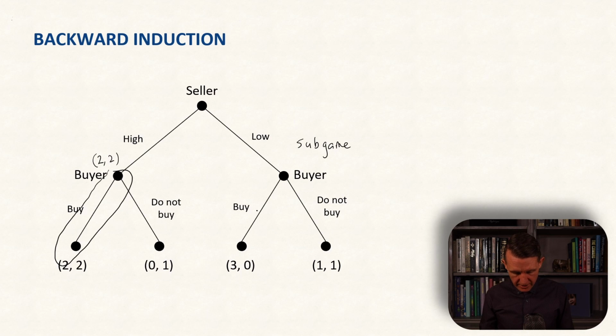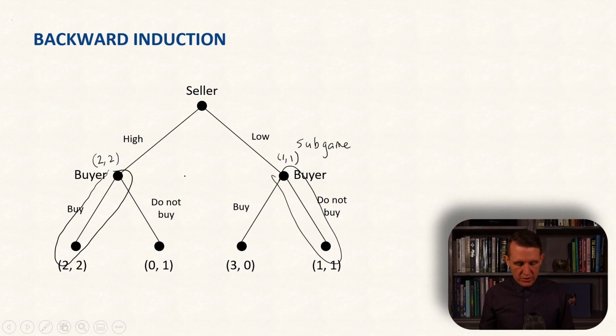We can do the same for the other sub-game. In this case, buyer number 2 should prefer to not buy because they'd rather get a reward of 1 instead of 0. So we'd say this, and again, we backpropagate the rewards up to this node here. Because at this particular point, if we assume the buyer is rational and self-interested, we know the outcome of the game is going to be 1-1.